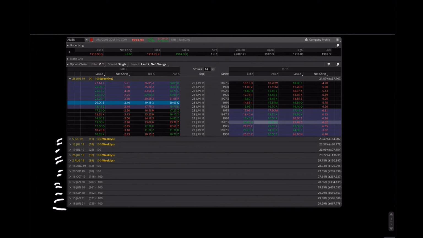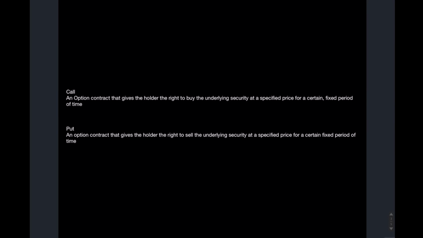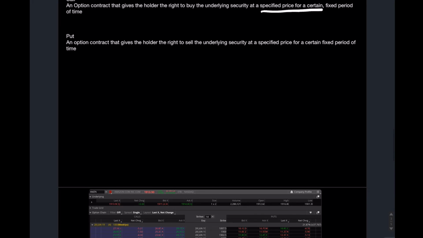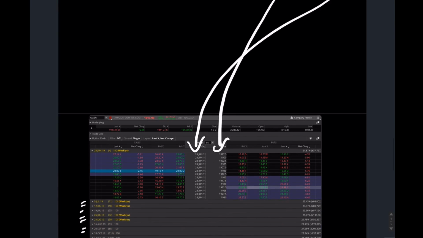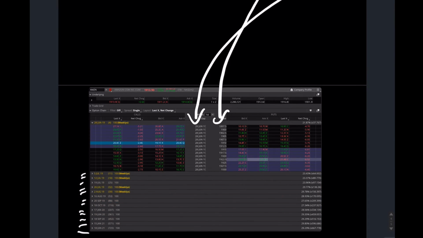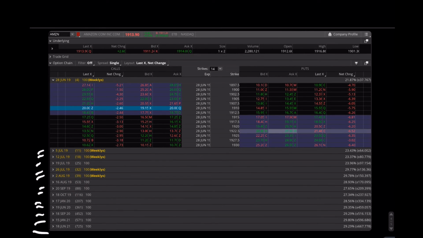What is a strike? The strike is the agreed upon price that we mentioned earlier. You have a specified price for a certain period of time. The specified price is your strike, and the fixed period of time is your expiration date. The strike prices are the different prices that the stock can be worth at the time of expiration. So we have 4 days.